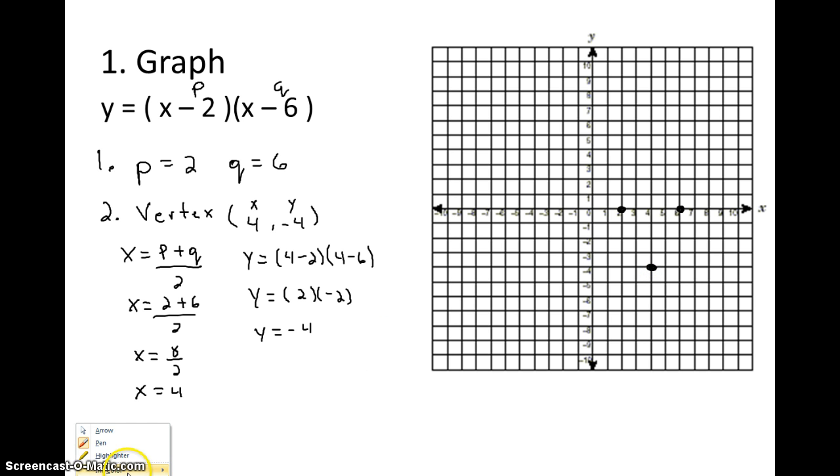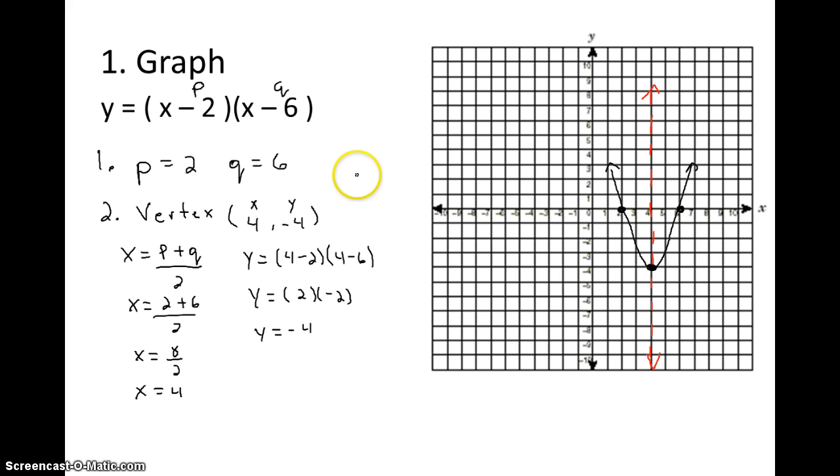We know the axis of symmetry is the one that goes through the vertex and cuts the parabola in half. So there's my axis of symmetry, which is the same value as your x for the vertex. x equals 4, that's your axis of symmetry. And we connect the points. And we got ourselves the parabola.